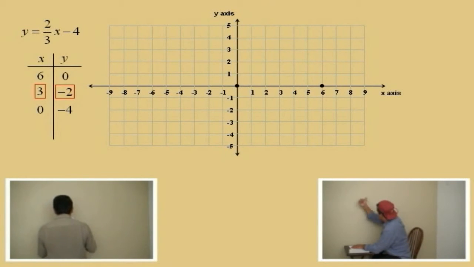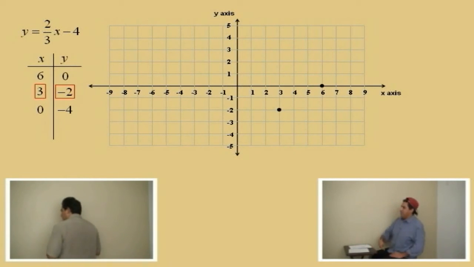3, -2. We start at the origin. Now to plot the x, Charlie, we move which way? The right 3. That's right, to the right 3. And now to get the y, -2, we have to move which way, Charlie? Down 2. Very nice, Charlie.